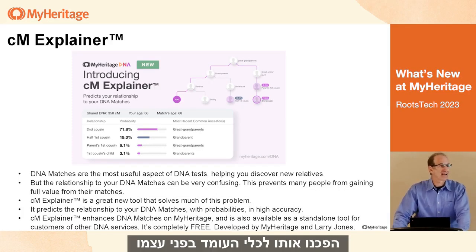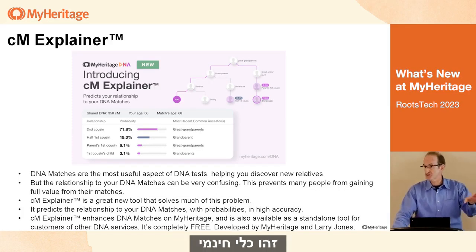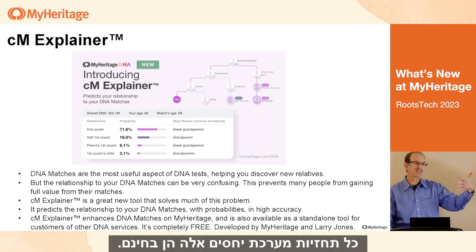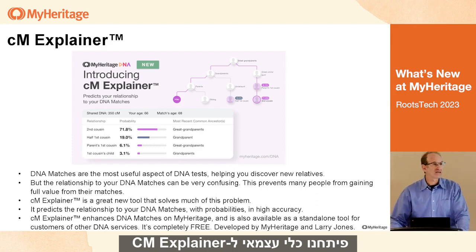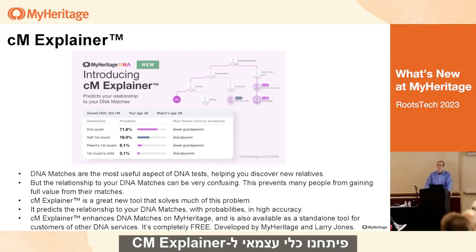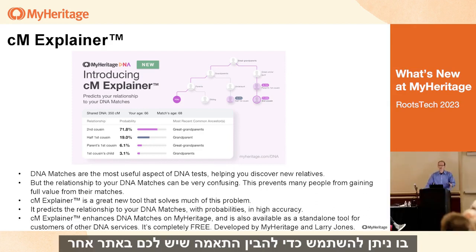We've also made it into a standalone tool. Now, this is a free feature. All these excellent relationship predictions are free. And we've developed a free standalone tool for the CM Explainer that you can use even to understand a match that you got on another DNA service.